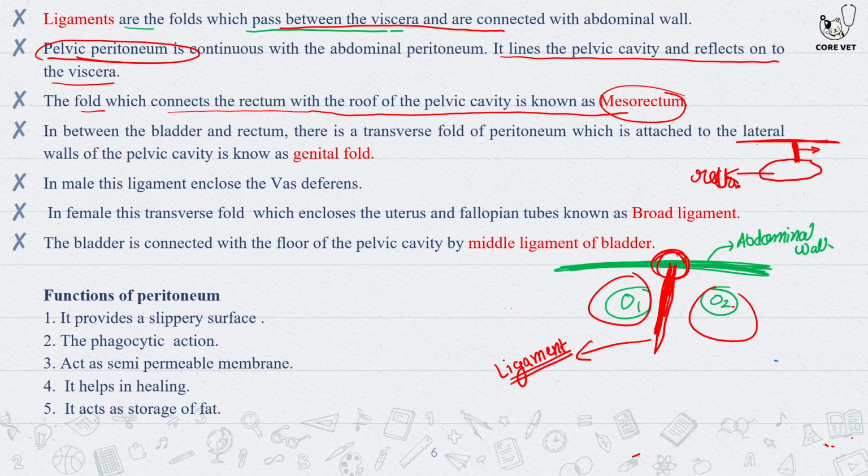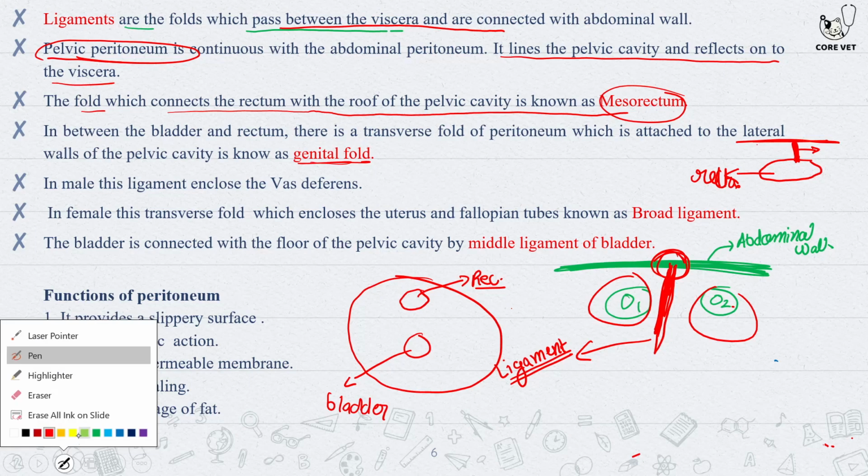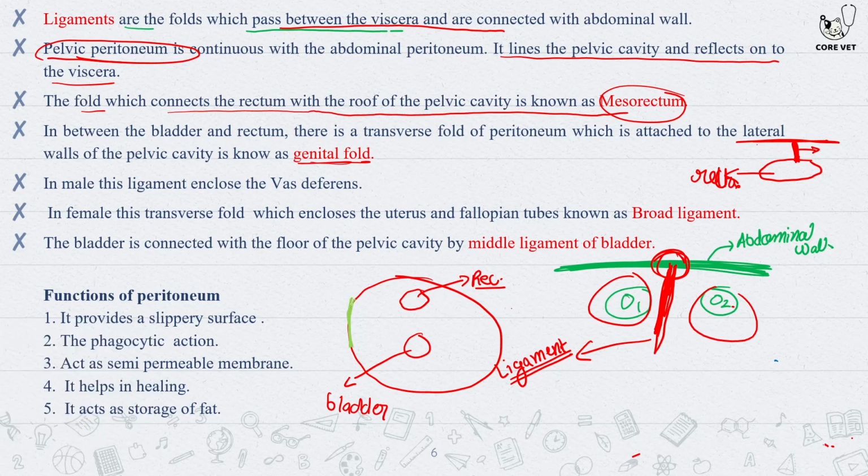In between the bladder and the rectum, there is a transverse fold of the peritoneum which is attached to the lateral wall of the pelvic cavity, known as the genital fold. This is a part that I have to explain. Consider this is the rectum, this is the bladder, and you all know that these are the lateral boundaries of the abdominal cavity. This is the dorsal part of the abdominal cavity, and the lateral parts.